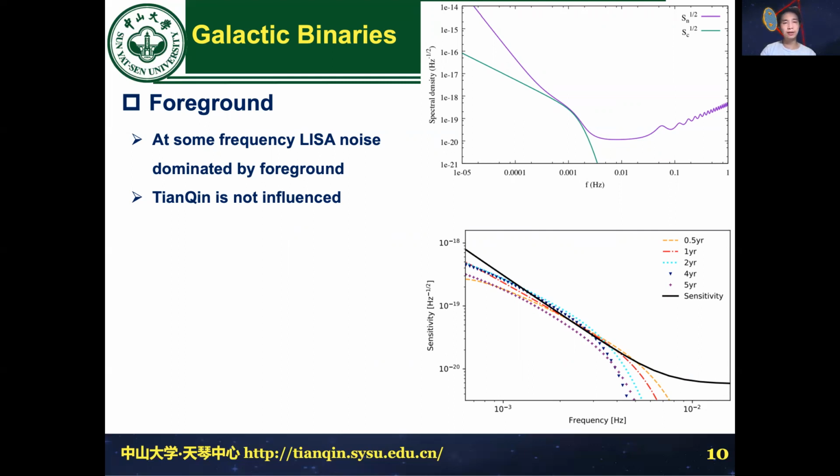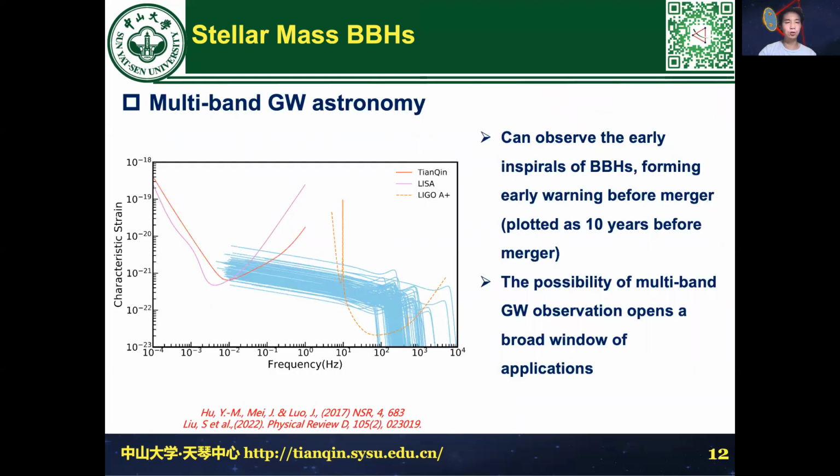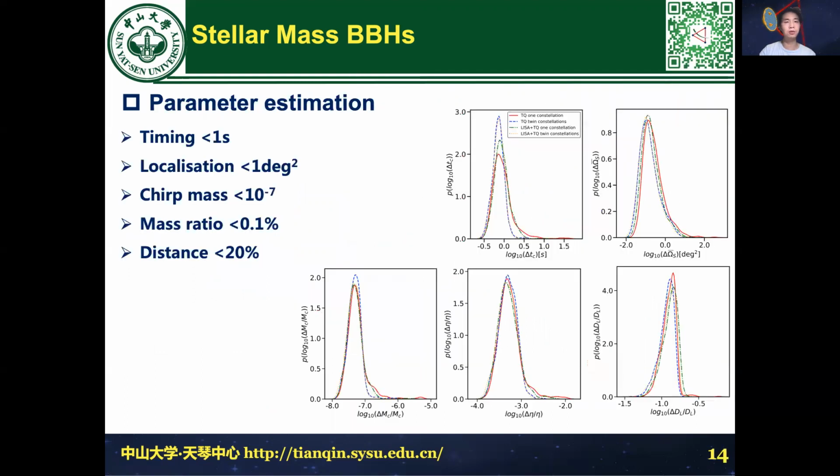Also, we can be sensitive to stellar mass black hole binary inspirals, while ground-based facilities can detect the merger, as shown in this diagram, in the high frequency band. But in the lower frequency band, TianQin or LISA can detect the early inspiral, which can be used to perform early warning. We calculated both the detection rate as well as the parameter estimation precision, and we found that TianQin can detect them with high accuracy for different parameters.